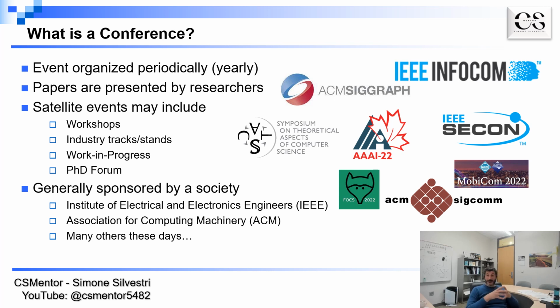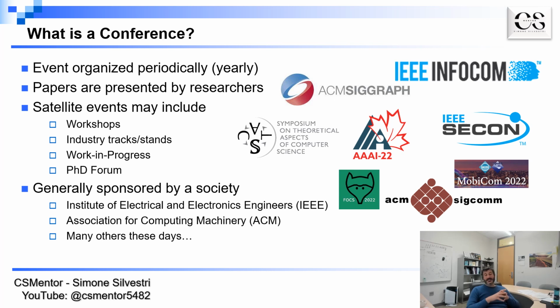So generally a conference has a main track where the papers submitted to the conference and accepted at the conference are presented, but there are also several satellite events, and this could include workshops, it could include work in progress papers, it could include Ph.D. forums where students present, for example, a poster that summarizes their thesis or the research that they're doing now. And also, for example, industry track, industry stands, industry presentations, etc.